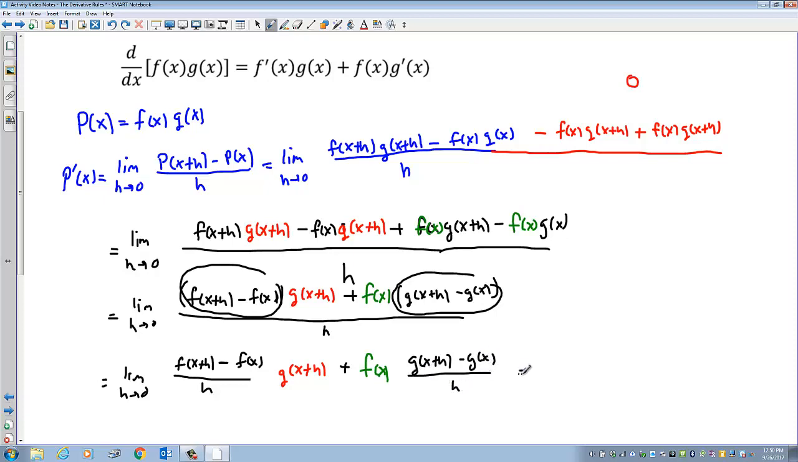And when you run the limit through this, what happens? So let's think about this. When you run the limit through this, the limit as h goes to 0 of this gives you the f prime of x. As h goes to 0 here, the h goes away and you just get g of x. Plus, as h goes to 0, this is just left alone, so it's just f of x. And as the h goes to 0 here, this is equal to g prime of x. And so that's where the product rule comes from if you use the definition of the derivative.